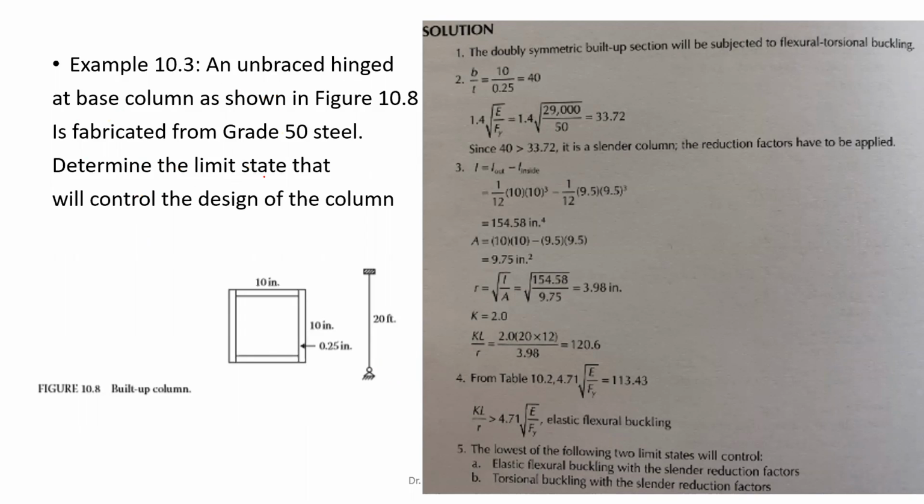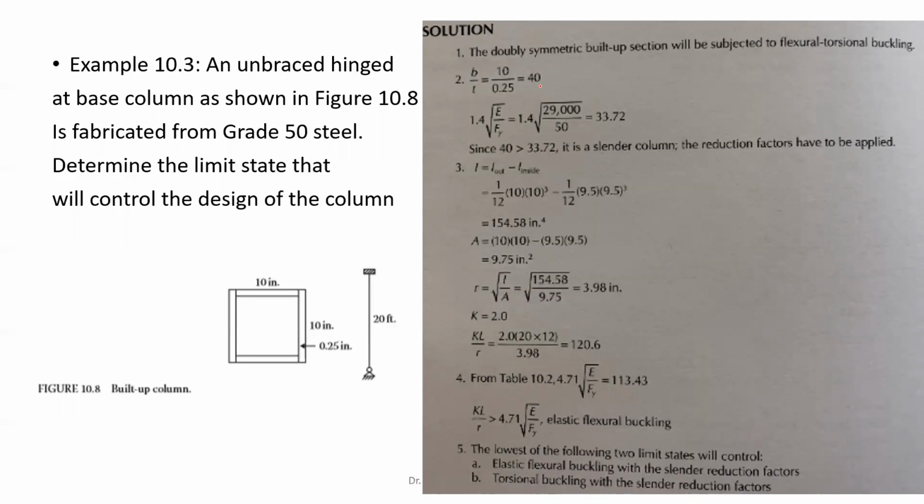And here it's asking you just to identify the limit state. If you're confused with the limit state, you need to watch my previous lectures about the limit state. But we want to identify the type of limit state that will control the design. So to start with, we have to find the width over the thickness, right? So the width is 10 over the thickness, which is 0.25. And this gives me 40.